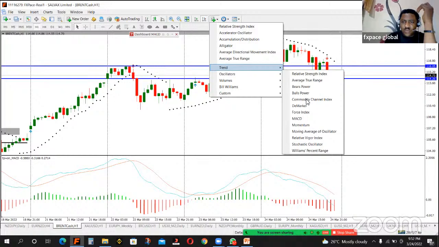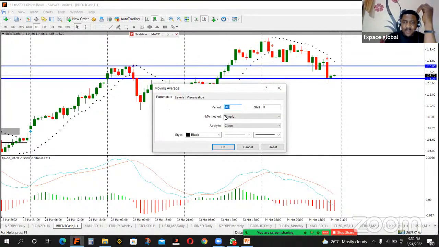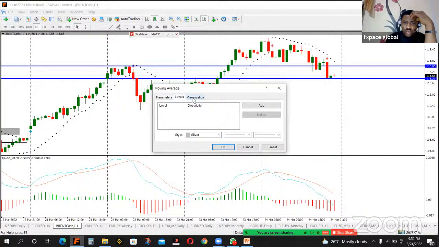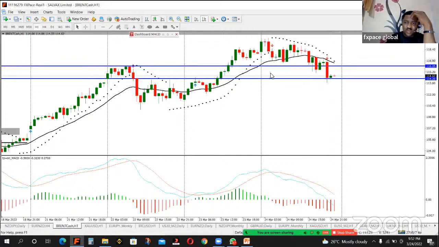So now go to moving average, click on moving average. I want to put moving average 20. I want to put exponential, then apply to close. Style is black. The levels, leave the levels. Visualization, leave it. You're just concentrating on parameters. You click OK. This is a 20 period moving average.